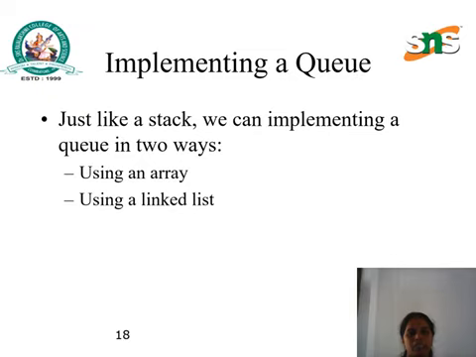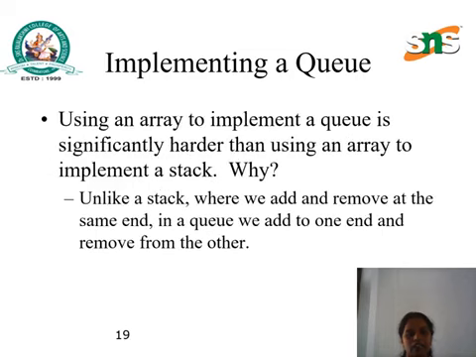Implementing a queue. Just like a stack, we can implement a queue in two ways. The first one is an array and the second one is a linked list. Using an array to implement a queue is significantly harder than using an array to implement a stack. Why? Unlike a stack, where we add and remove at the same end, in a queue we add to one end and remove from the other.